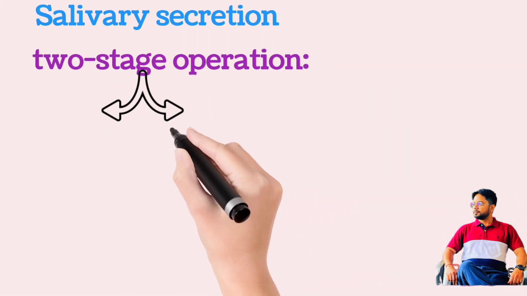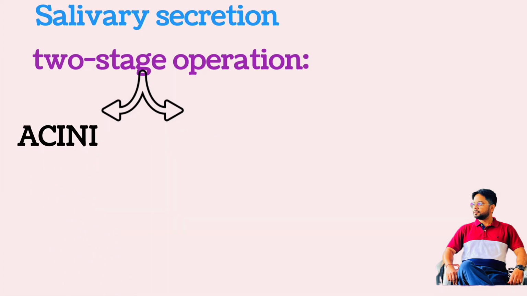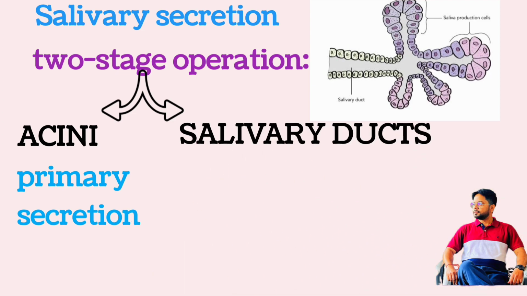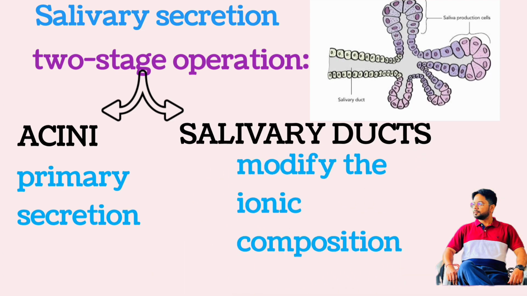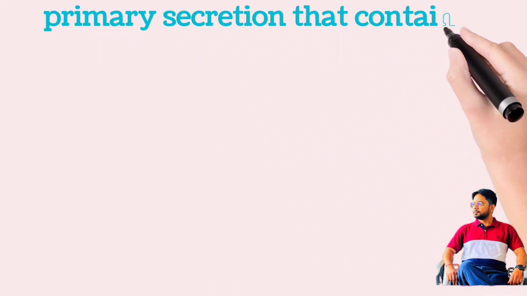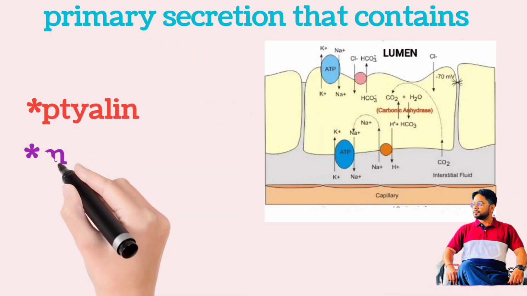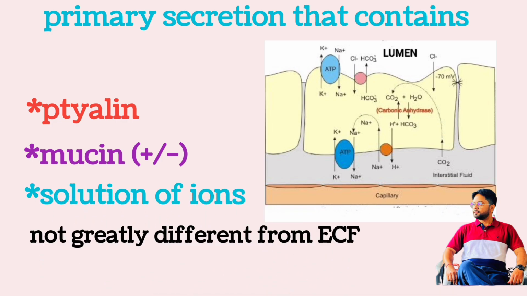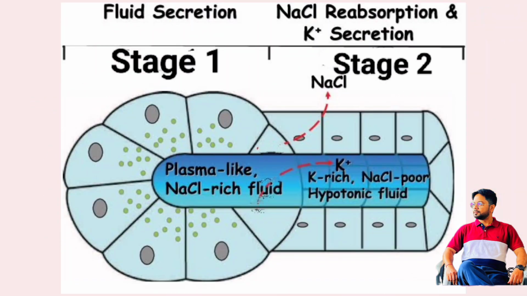Salivary secretion is a two-stage operation. The first stage involves the acini and the second stage involves the salivary ducts. The acini secrete a primary secretion that contains ptyalin with or without mucin in a solution of ions with concentrations not greatly different from those of typical extracellular fluid.